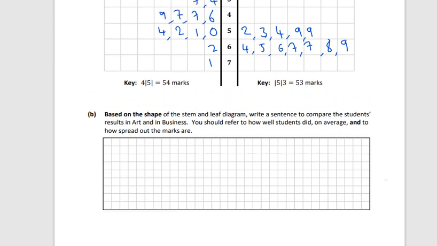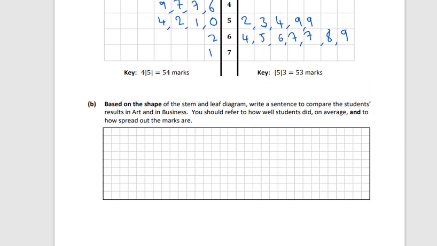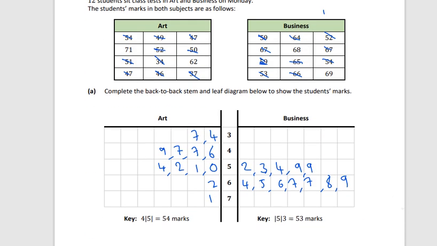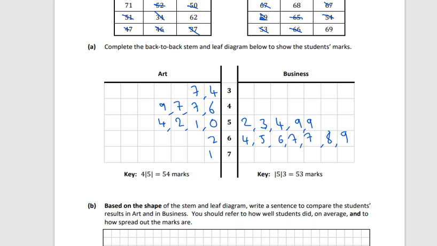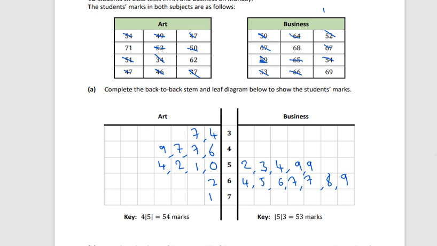You should refer to how well students did on average and to how spread out the marks are. You have to refer to all that. I would say, well, obviously you can see the art ones are more spread out, so students have more varying levels of ability in art, whereas in business people generally do the same. So you'd have to say something like that.